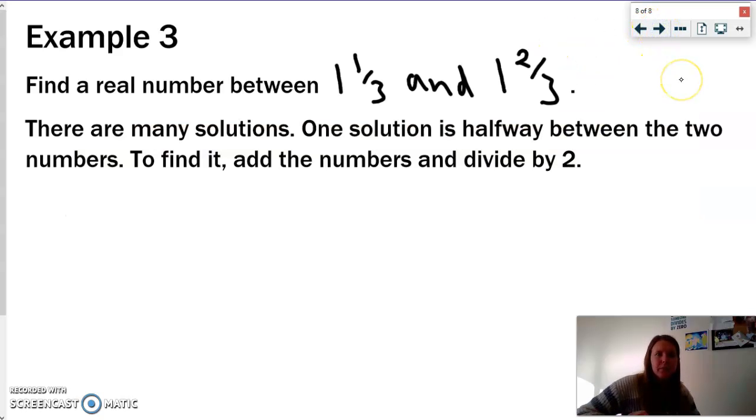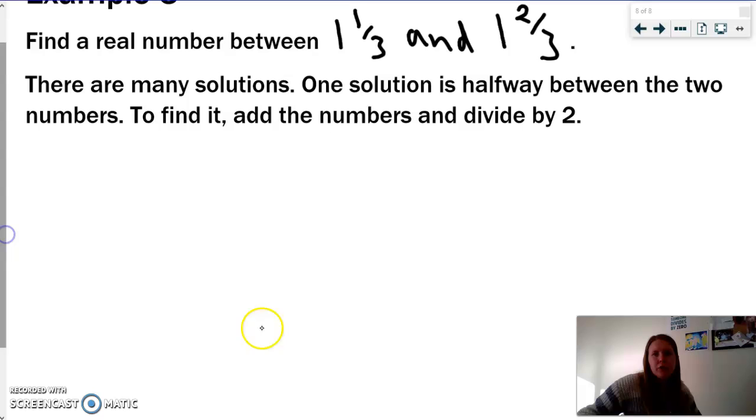So what we need to do for this one is find a real number between 1 and 1/3 and 1 and 2/3. So it says that there are many solutions in between these two numbers. One solution is halfway between the two numbers. So to find it, add the numbers and divide. So they already give me the hint on how to solve this one.